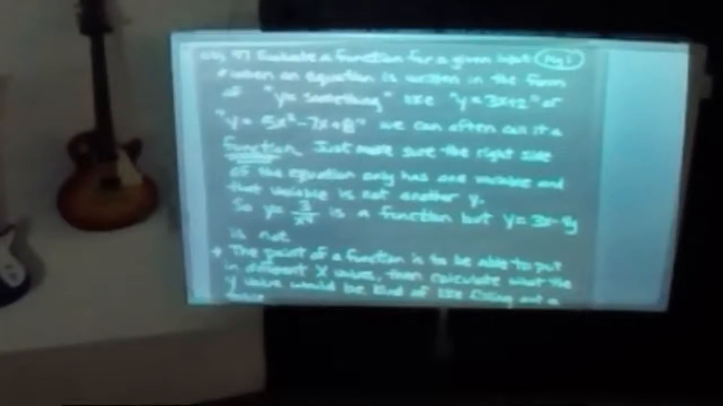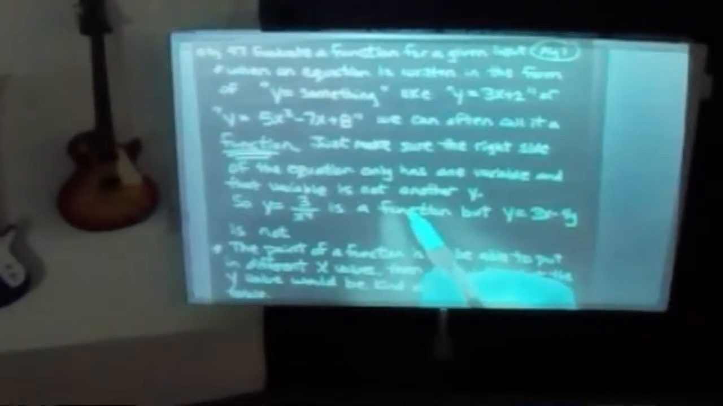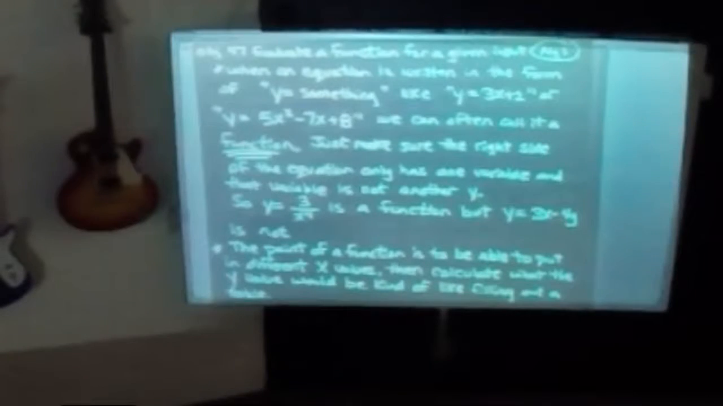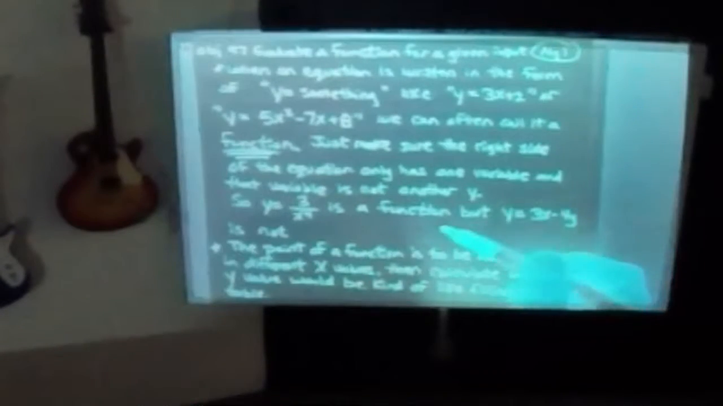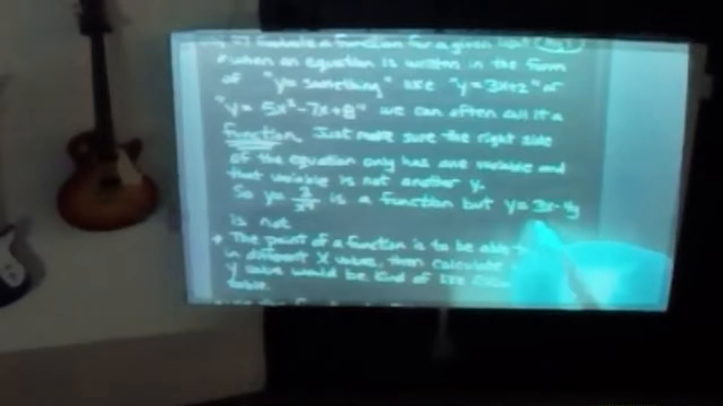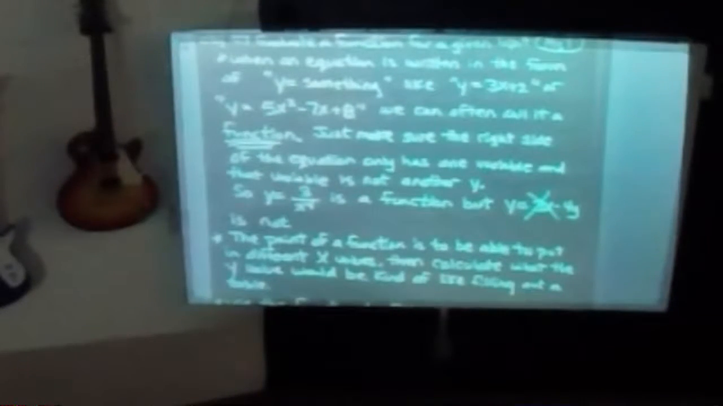The thing to make sure is that the right side doesn't have any y's on it. So the only thing on the right side is the letter x. You can have more than one x, you can have a couple x's, but only one type of letter over there, x. So y equals 3 over x to the fourth, that's a function. But this one, y equals 3x minus 4y, not a function.